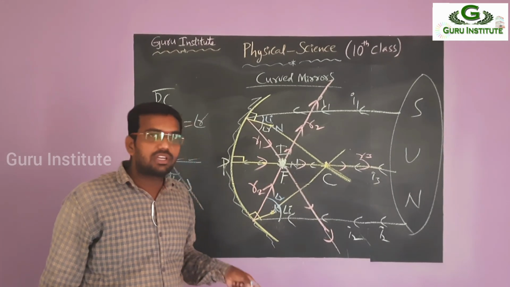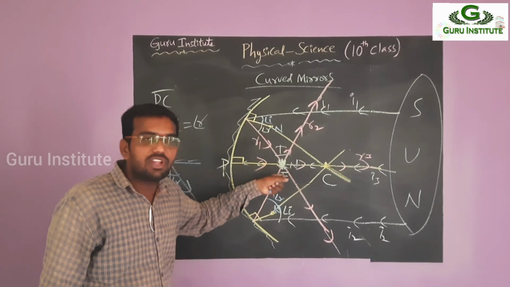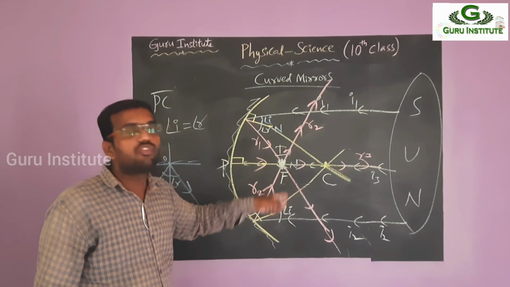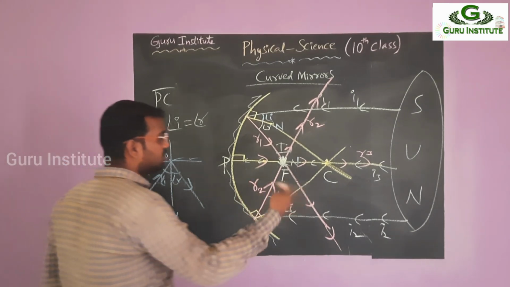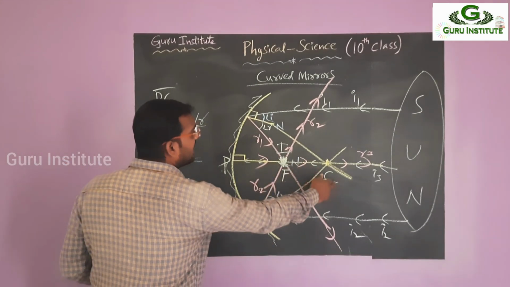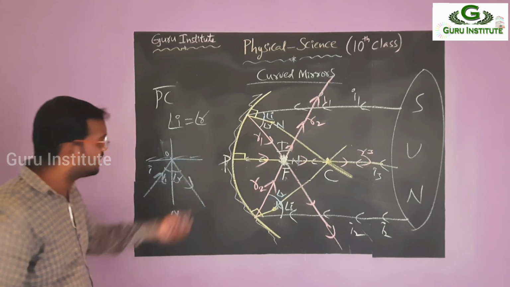Point of intersection of reflected rays after reflection. So they are focused at this point. This is the focus. If you observe this picture, what do you find? In between P and C, F is the midpoint. Just clearly observe this one.